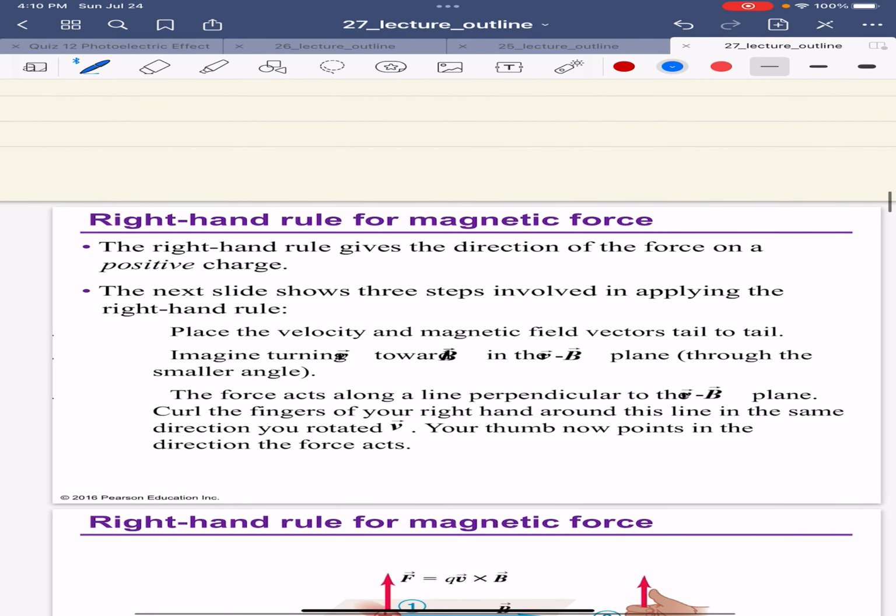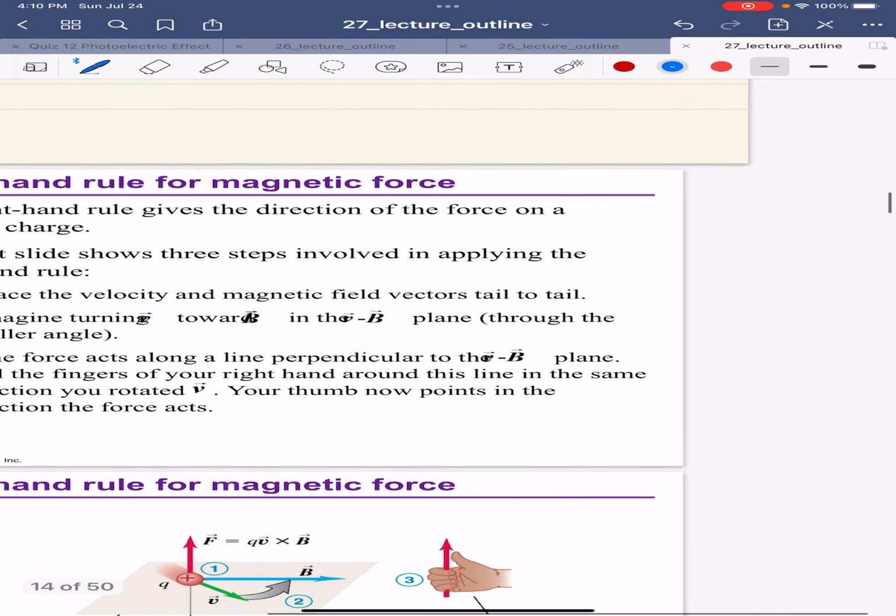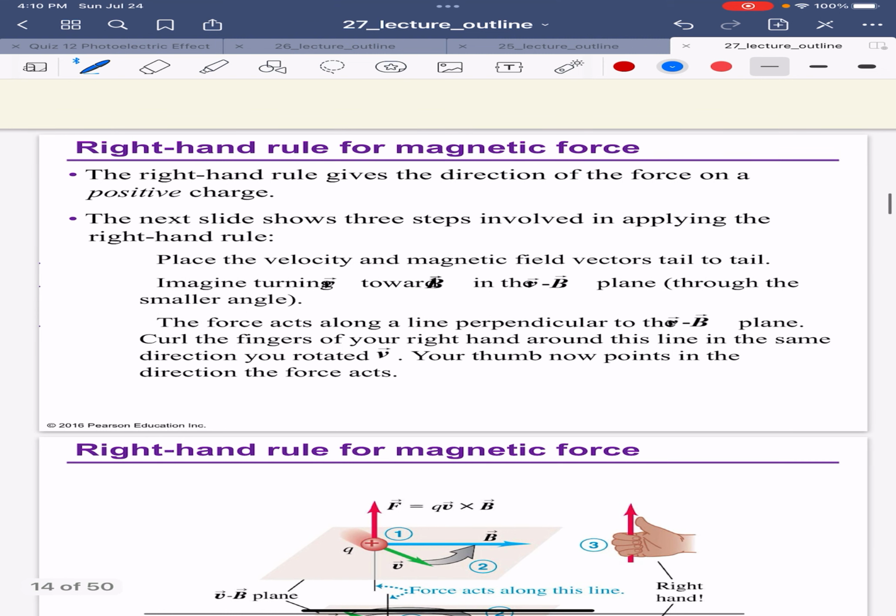Now, the right-hand rule gives the direction of the force on a positive charge. If you have an electron, you are going to assume that your charge is positive. You are going to determine the direction, and then it's going to give you that the force is along the positive x-axis. Then you're going to say, because I have an electron, it is going to be in the opposite direction.